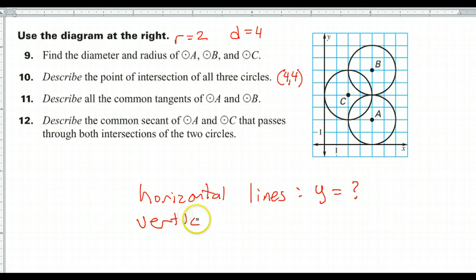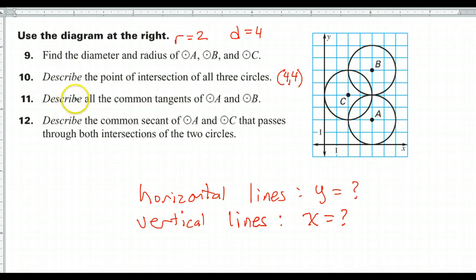Vertical lines, goodness, having problems today. Vertical lines. Okay, now it's just getting ridiculous. Vertical lines are always x equals something.